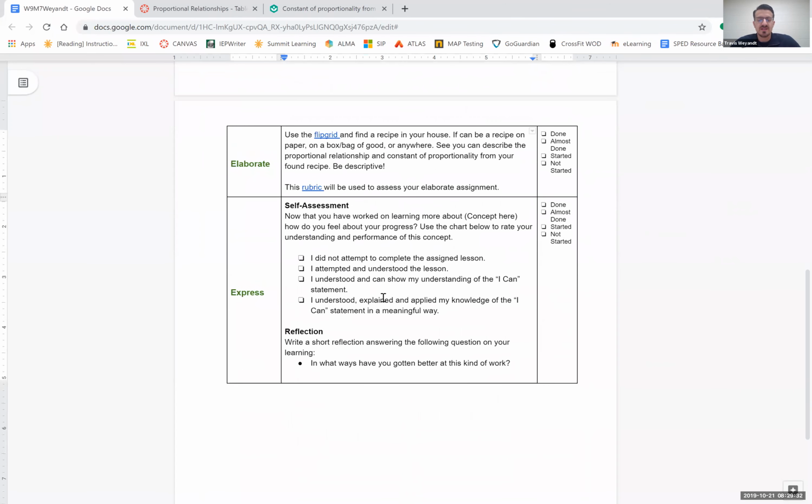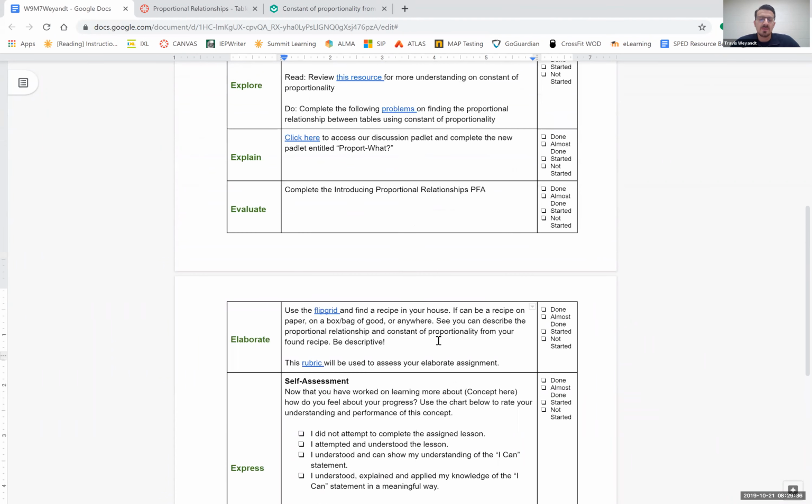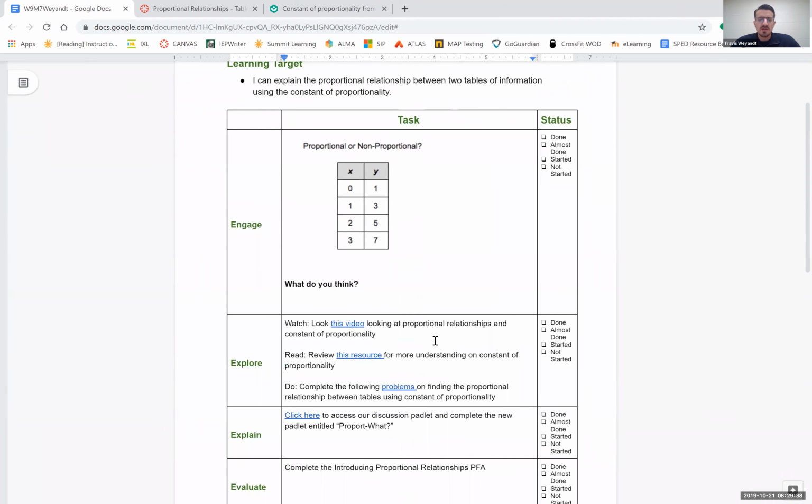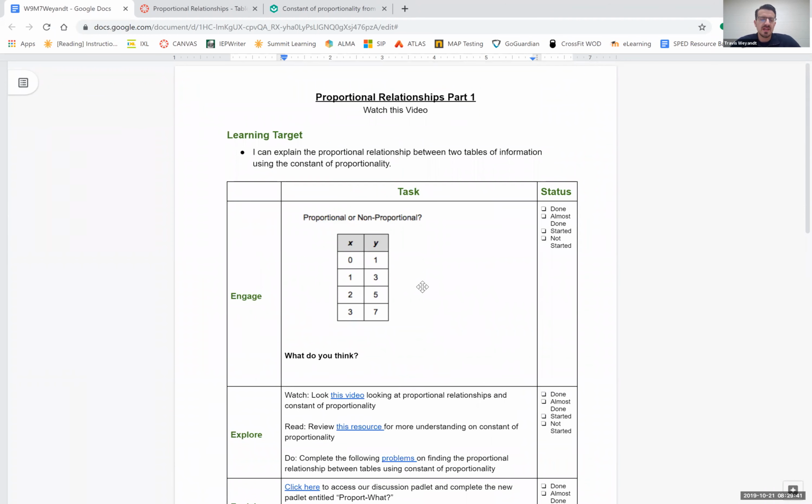And then in the express section, the question is, in what ways have you gotten better in this kind of work? So reflecting through that lesson. So going back to that engage part, thinking of proportional and non-proportional. From your understanding, hopefully by the end of this lesson, you can go back to this engage part and maybe change your thinking or enhance your thinking and be confident in saying that I can explain the idea of a proportional relationship.